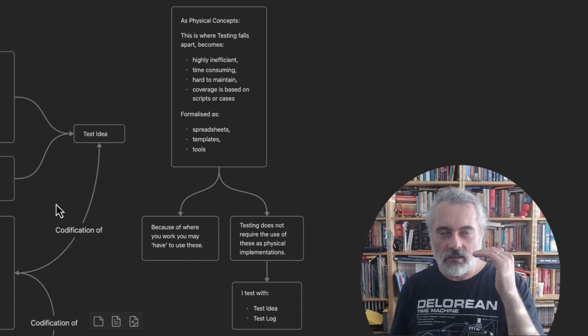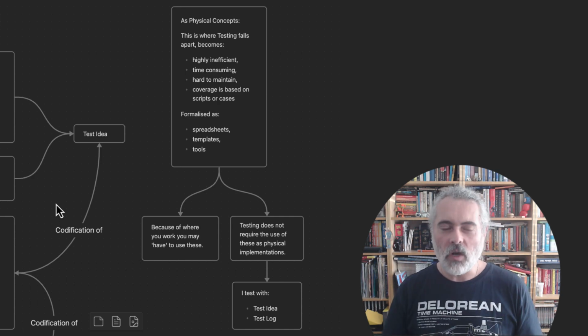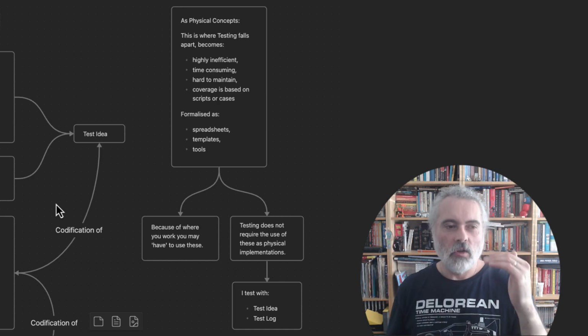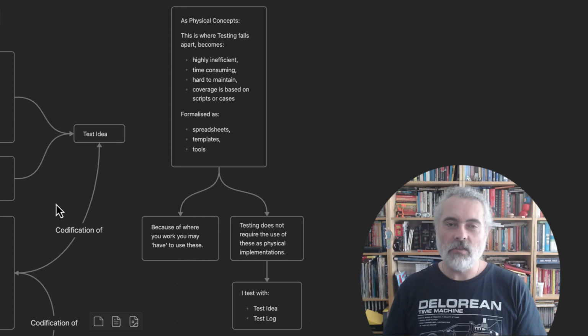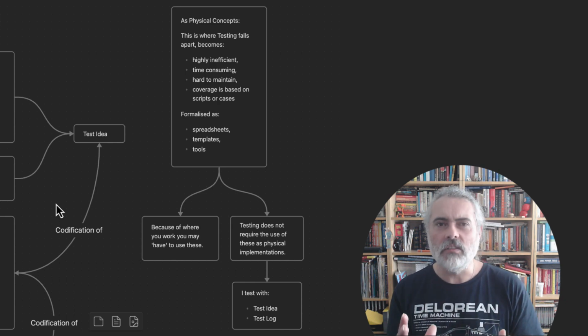That test ideas, what I think I'm going to do and why, the test log, what I actually did and how. The test log also contains in it my observations of what I think I still have to do, what are my questions, what are the things that looked a little bit odd. So I tend to work with a test idea and test log.